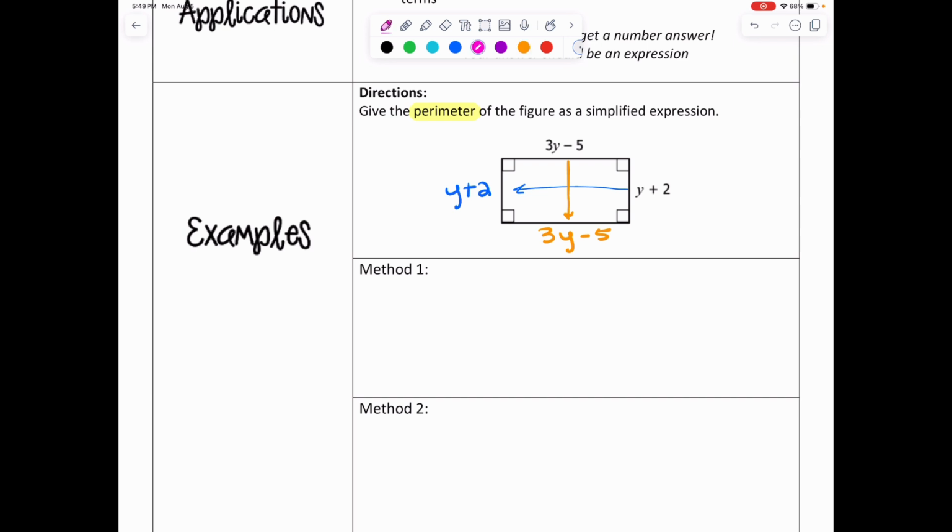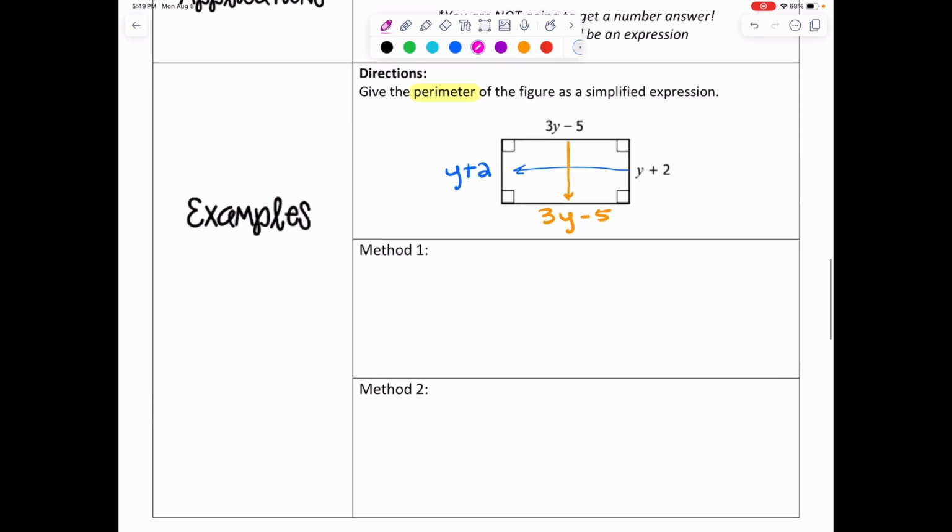Well, there's two ways you can think of this. Method one is just maybe how you remember it. I remember perimeter like fencing. If I'm going to fence in my yard, I have to find the distance all the way around my yard. Perimeter is when you add up the distance around the outside of the figure.